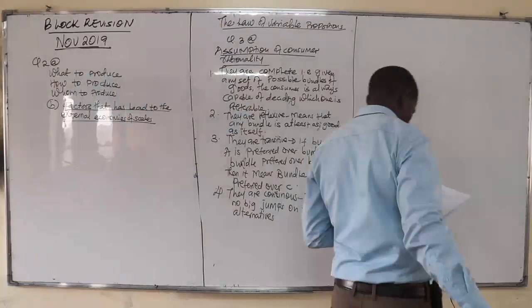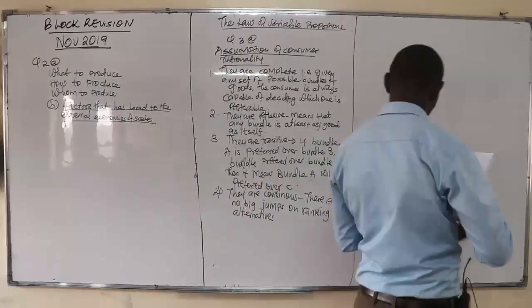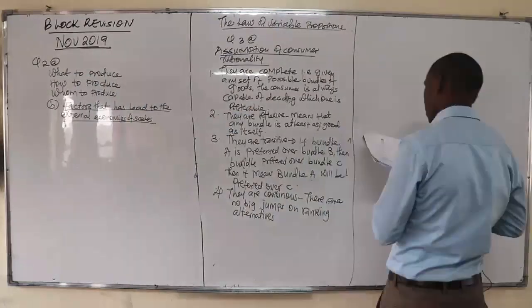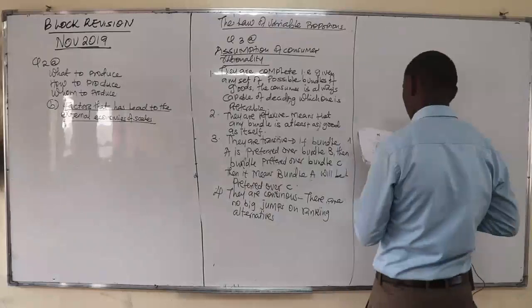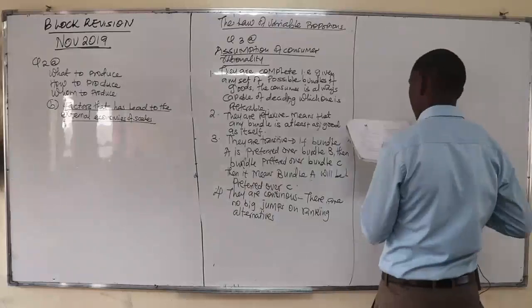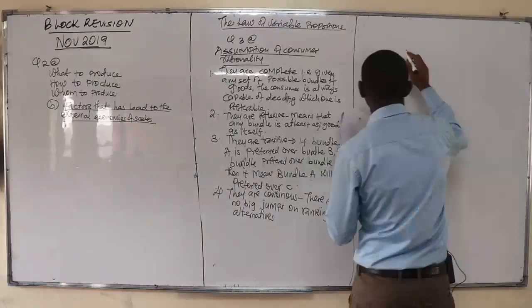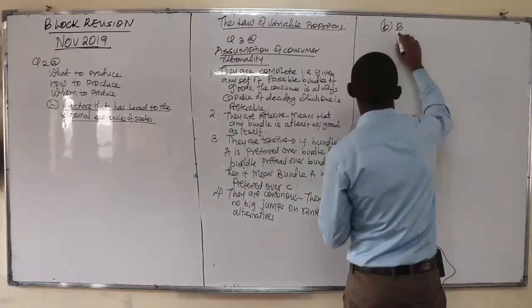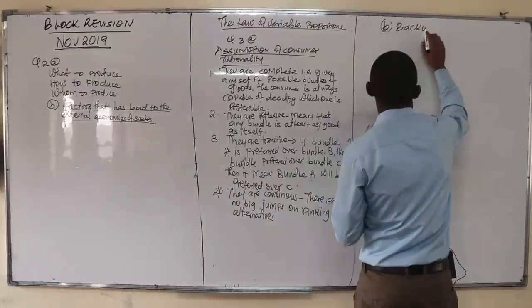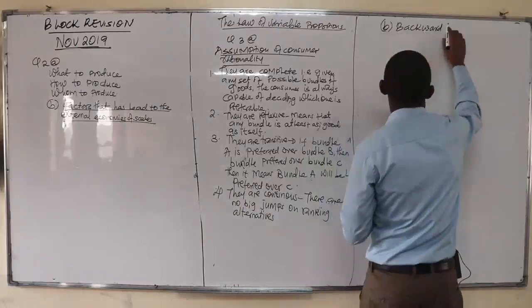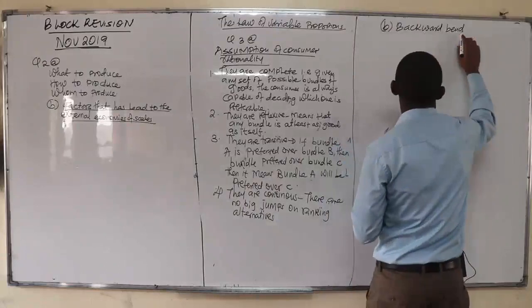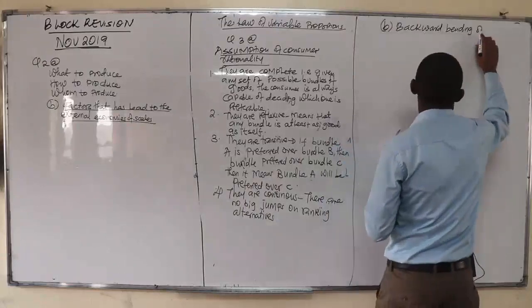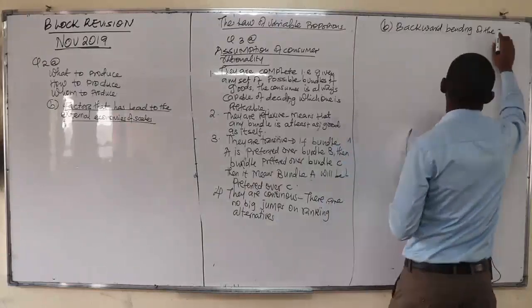With the aid of a well-labeled diagram, explain the concept of the backward bending supply of labor. That is B. Backward bending of the supply of labor.